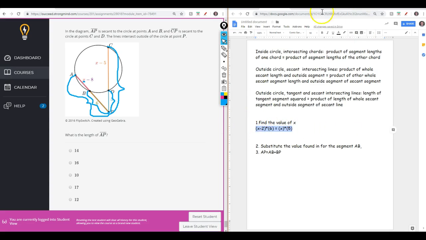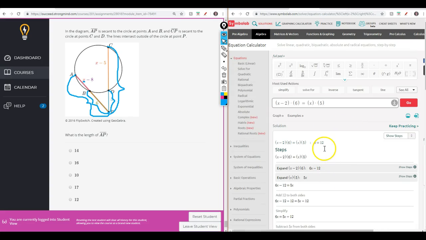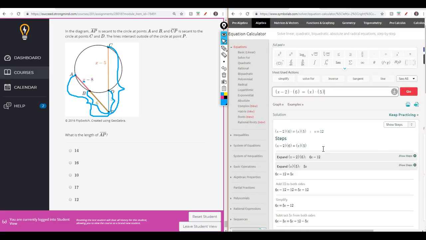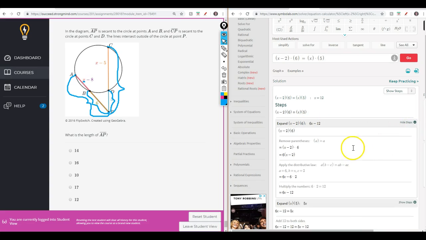So I'm going to copy that, jump over to my algebra calculator, and explain these steps. So again, using tools to understand the process is learning. Using the tools to just give an answer is not learning. So seek for understanding of these. So on this we have x minus 2 times 6 is equal to x times 5. So it says to expand x minus 2 times 6. We can click right here to show the steps.